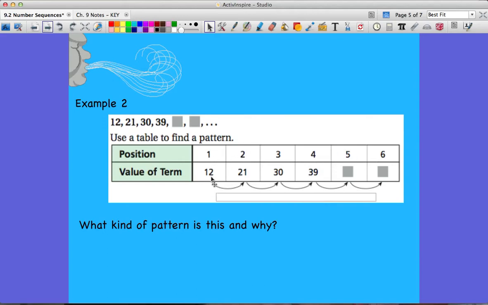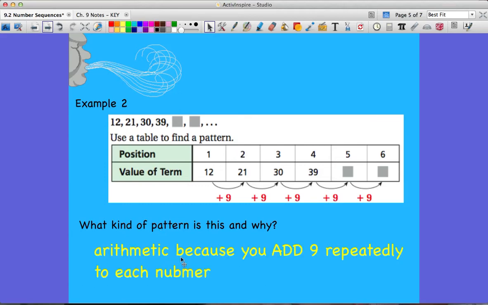So we have to figure out, how do I go from 12 to 21? Well, there's no whole number that we can multiply by to go from 12 to 21, so let's try addition next. To go from 12 to 21, I know I have to add 9. If I add 9 to 21, it gives me 30. If I add 9 to 30, it gives me 39. So I found my pattern. I'm adding 9 to each term. So what kind of pattern is this? If you said it's an arithmetic pattern, you are correct, because you add 9 repeatedly to each number.